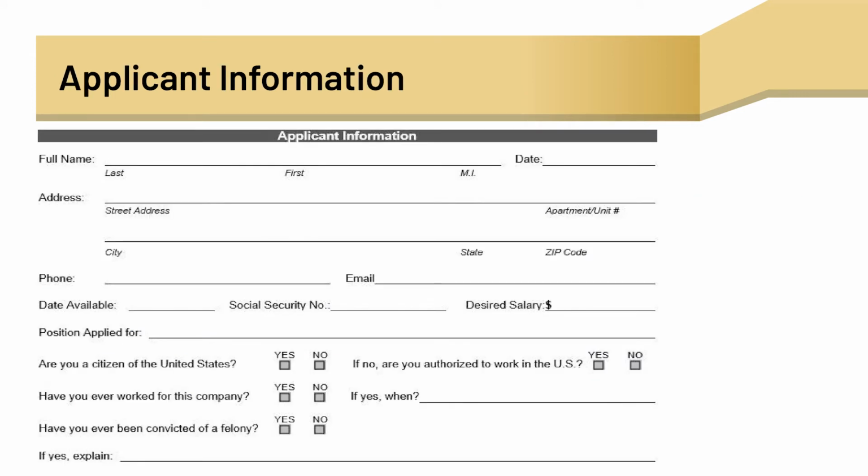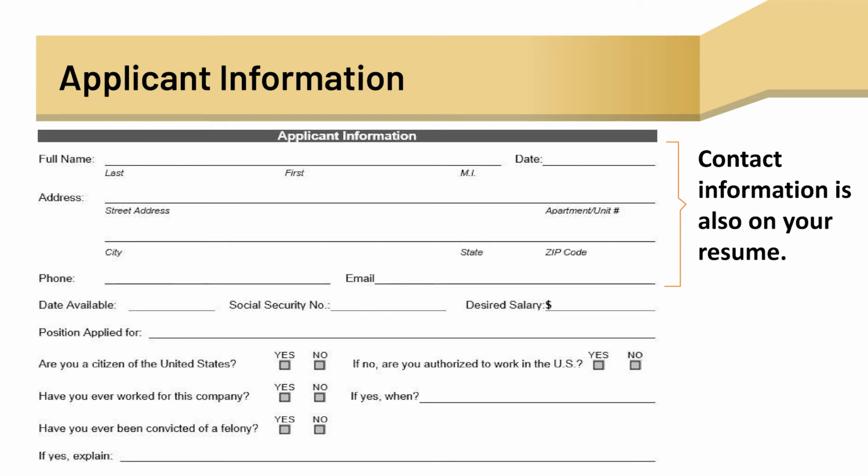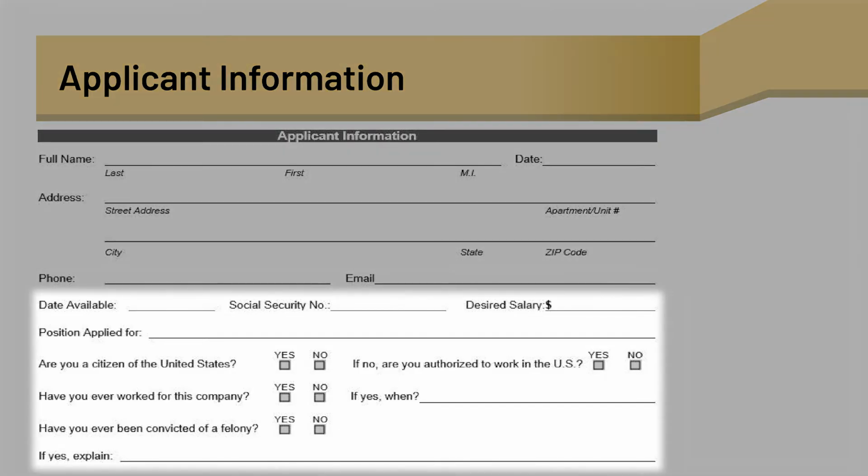Applicant information and personal information. In this section, you, the applicant, will provide your name, address, and contact information such as email and telephone number. Applicant personal information can be found on a resume. Sometimes this section also includes questions like the position you're applying for, dates available, desired salary, questions about your citizenship status, authorization to work in the United States, previous employment with the company, and criminal or felony background information.